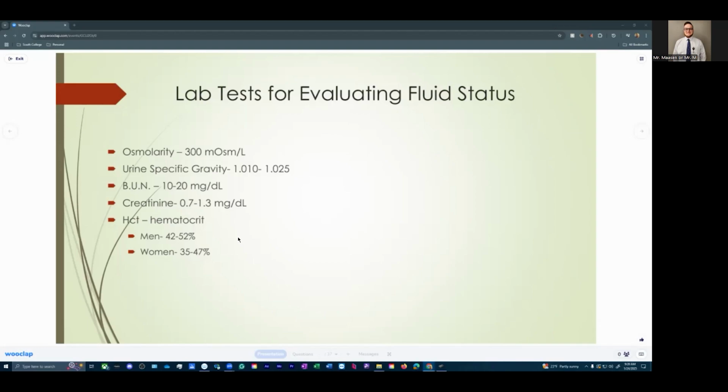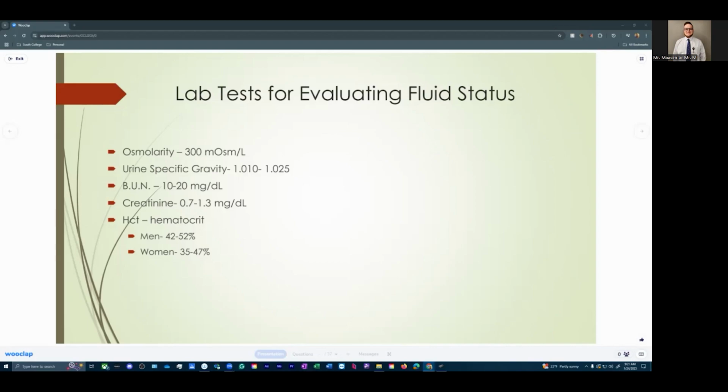Or indicator of dehydration, basically. And then men and women tend to have different levels of this. Women have a little bit less blood than men, so the percentages are a little bit different. 42 to 52 for men, 35 to 47% for women. Again, hematocrit is a measure of percentage of red blood cells.